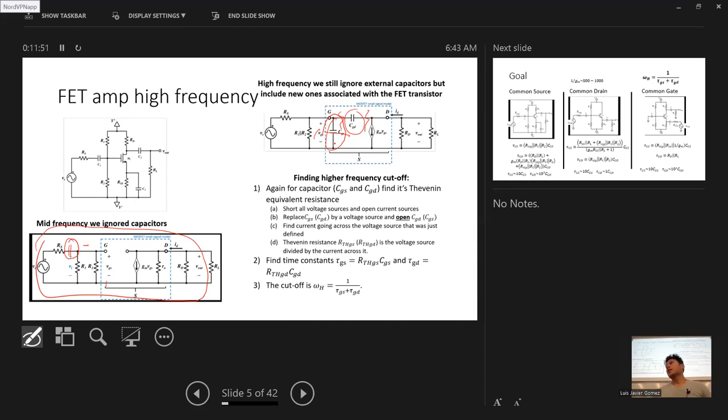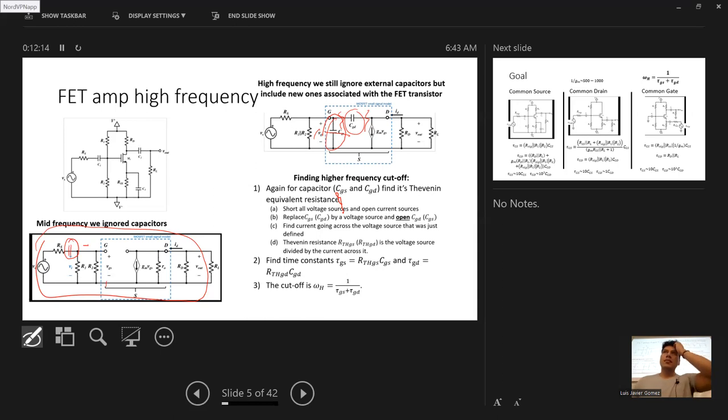It doesn't get worse because the impedance will just become smaller and smaller. But the problem is that for the internal ones, we're still approximating the impedance as infinity. Eventually, those also will become small. That's kind of the problem. Yeah, any other questions?